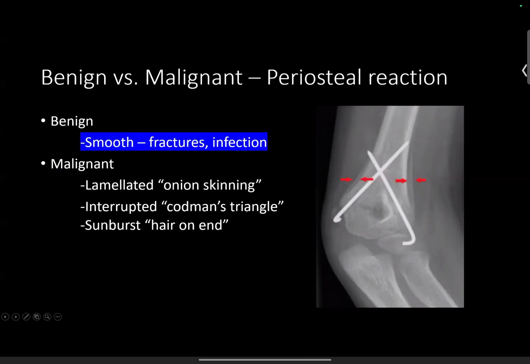What about periosteal reaction? We see this every single day in practice for fractures, right? If you have one line of smooth periosteal new bone, that's very common, a benign periosteal reaction.